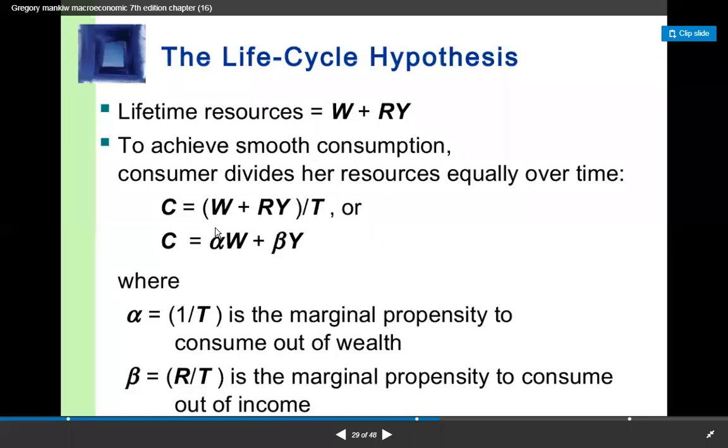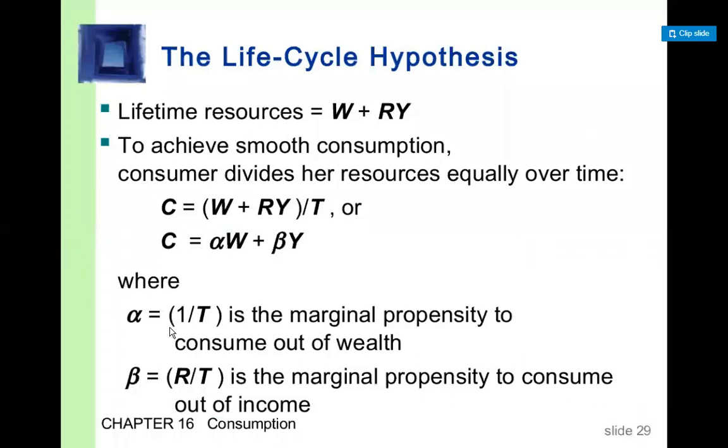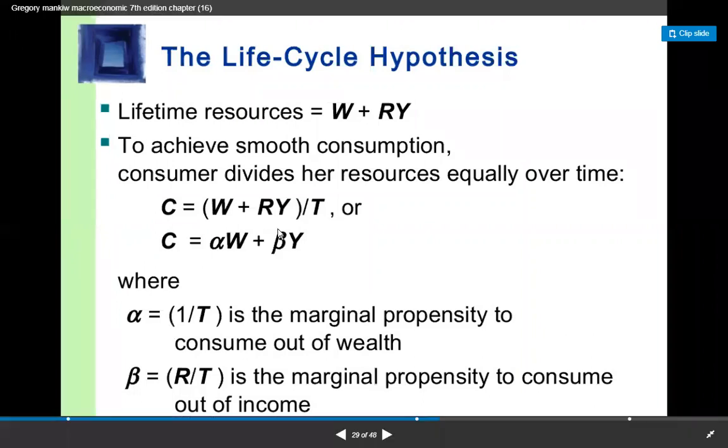So alpha is the marginal propensity to consume out of wealth. Now we divide RY by T. Then R over T is beta. R over T is beta, and that is the marginal propensity to consume out of income.